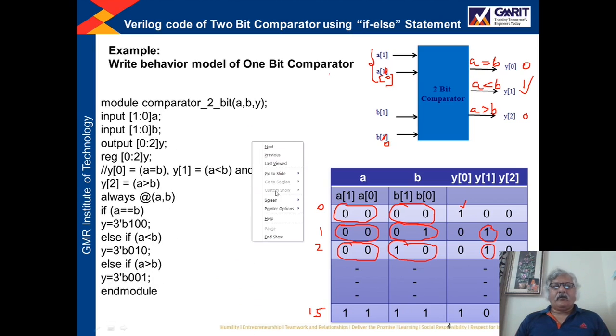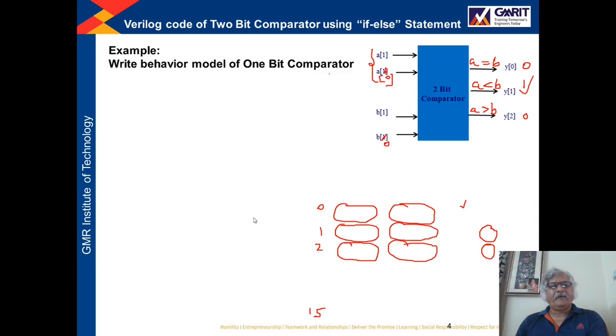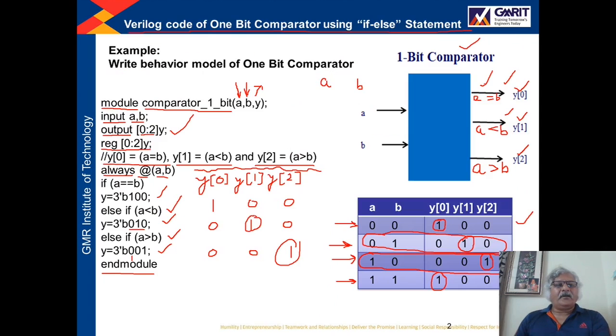Right, so this is the code now. See, the Verilog code is exactly the same as the code of the 1-bit comparator. Only there is one change which I have made.